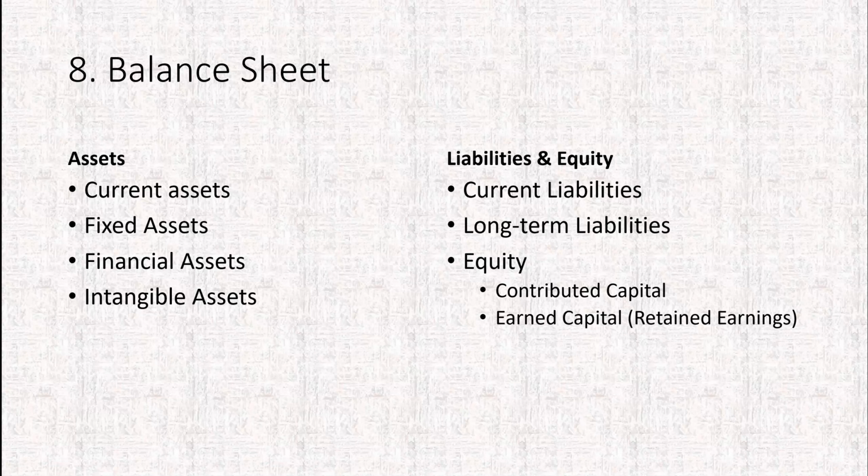And so with assets, we have our current assets. These are the things that we're going to be using during the current fiscal period, fiscal year. So cash is in here, accounts receivable is in here, short-term investments is in here, inventory is in here. So that's all your current assets.